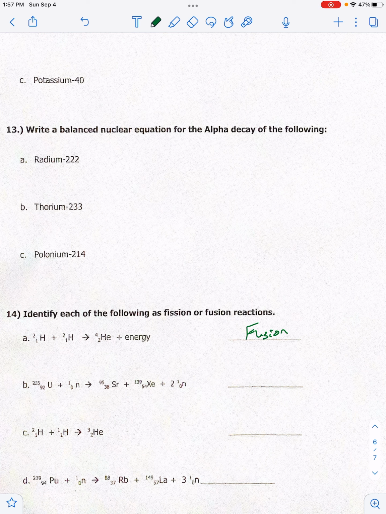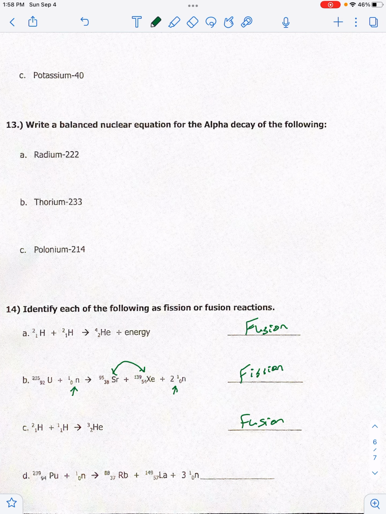Now, if you take B, you have a 235-92 uranium, and you have this neutron being fired at it. If you noticed, my uranium was broken apart into two pieces, because if you add those bottom numbers up, 38 and 54, you should get 92. That means you still have the same number of protons as before, but now you've split it into two different atoms. You also produced more neutrons to go off and hit other atoms and break them apart. So this is fission. C, you have hydrogens coming together to make a helium, small into big, so that's fusion. And D, I have plutonium and a neutron being collided, and it breaks into pieces, so this is going to be fission.